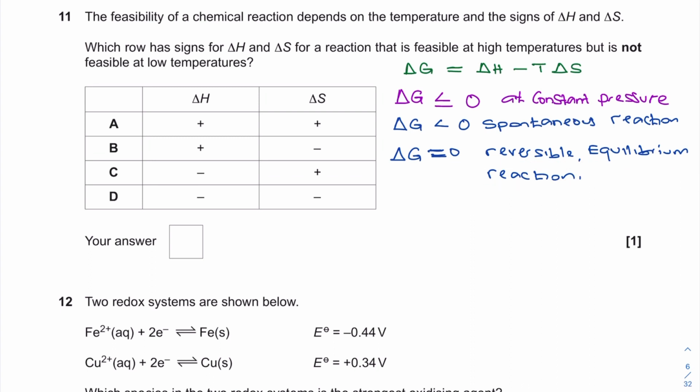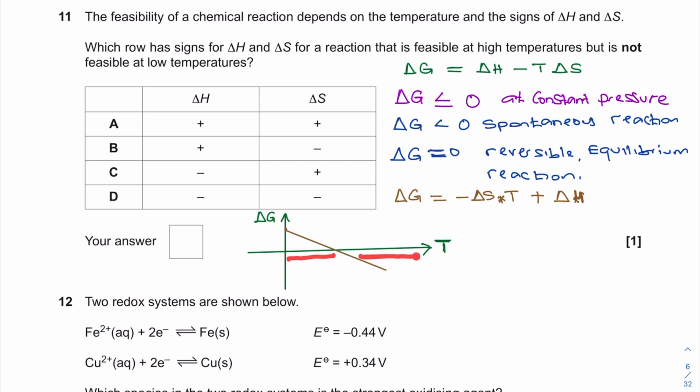Looking at the options, if we linearize this equation, that means we write it as y equals mx plus c, where c is delta H, m is minus delta S, x is T, and y is delta G. We can sketch a graph like that. This is the kind of graph we're looking for. This is at low temperature, and this is at higher temperature.